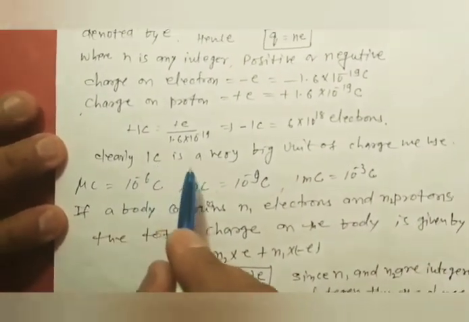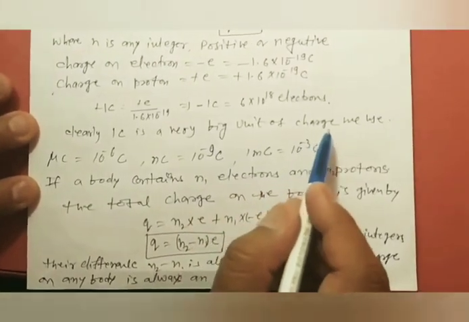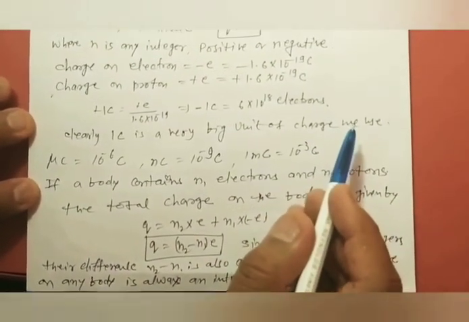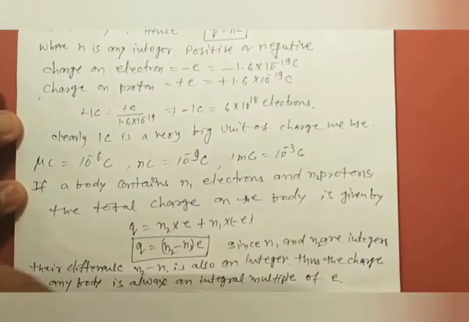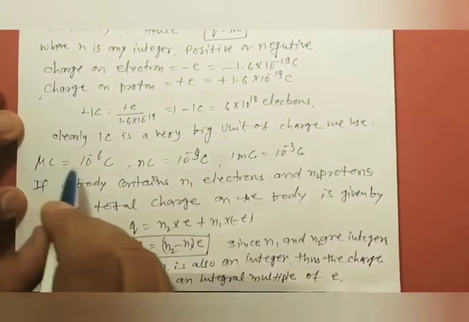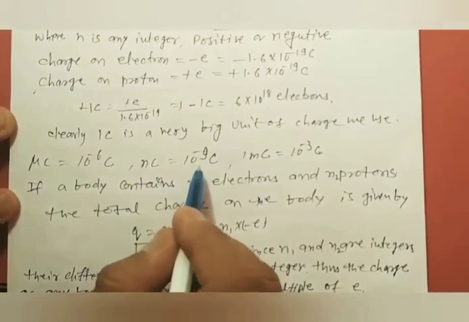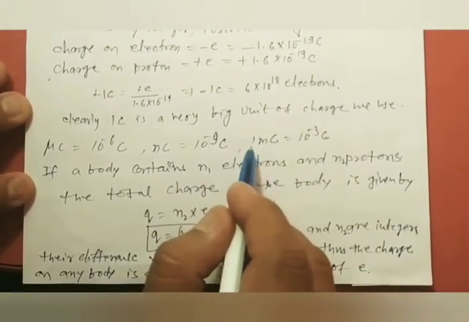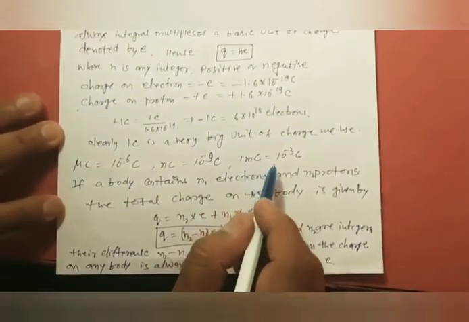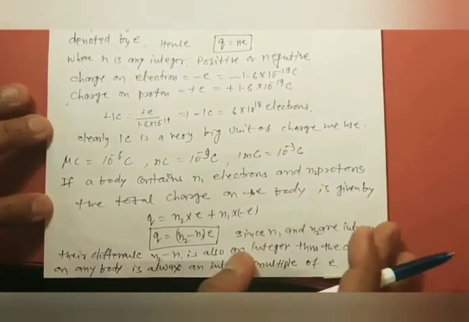Clearly 1 coulomb is a very big unit of charge. We use some of its submultiples: microcoulomb, 10^-6 coulomb; nanocoulomb, 10^-9 coulomb; and 1 millicoulomb, 10^-3 coulomb.